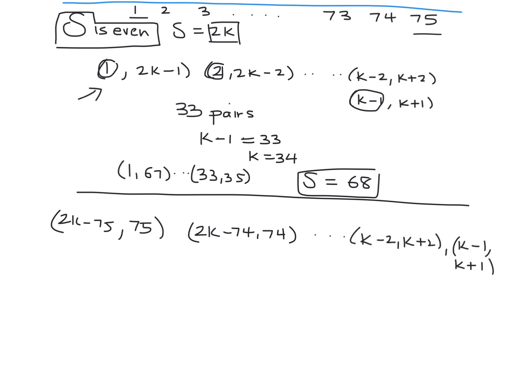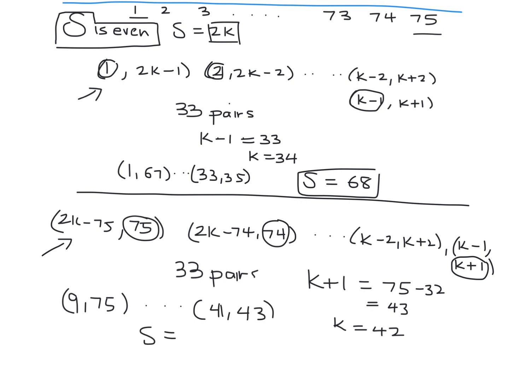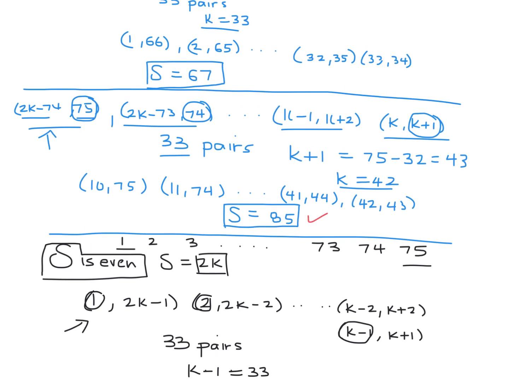And then as always, we have 33 pairs, so that means that when you're going 75, 74 on the way down, this k plus 1 is going to be 75 minus 32, which I believe is 43, so therefore k is equal to 42. Sub k equals 42 in, and you'll get 75 all the way down to 41 and 43, and therefore S here is 84. So those are my values of S. I got 84 and 68 for when S is even, and 85 and 67 for when S is odd.